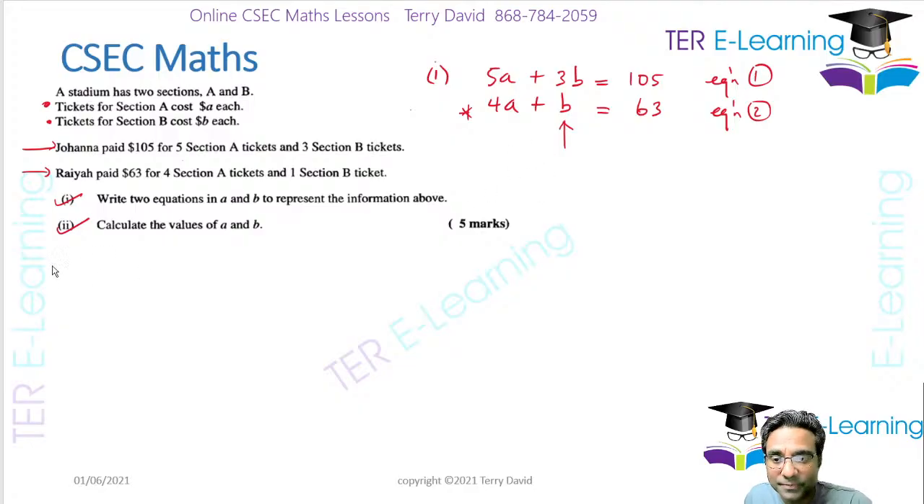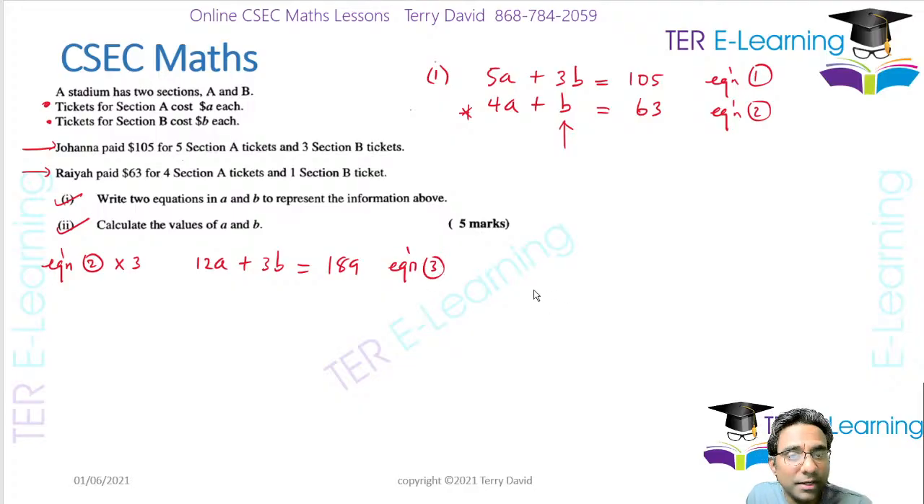So let's do that. I'm going to take my second equation, equation 2, and multiply that by 3. So what I'm going to get here is 12a plus 3b is equal to 63 multiplied by 3, and that's 189. So I'm trying to work this question a different way. So you see an alternative way of working this. And I'm going to call this equation 3. That's now my third equation.